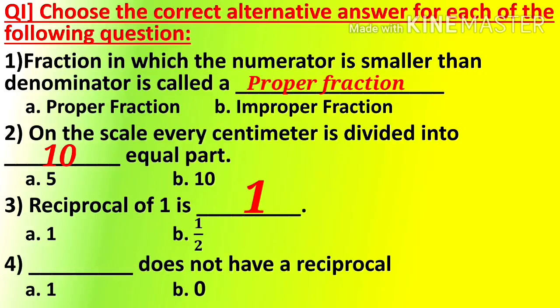The fourth fill-up is given. Dash does not have a reciprocal. A is 1, B is given 0. 1 has the reciprocal 1, but 0 does not have any reciprocal. So our correct answer is what? 0.